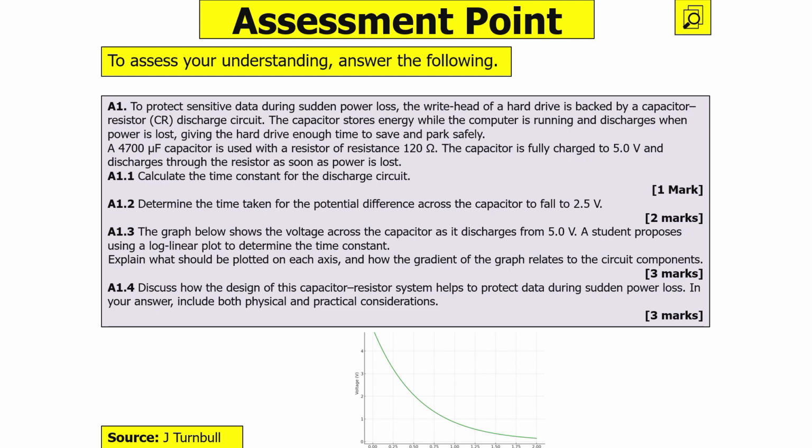The graph below shows the voltage across the capacitor as it discharges from 5 volts. A student proposes a log-linear plot to determine the time constant. Explain what should be plotted on each axis and how the gradient of the graph relates to the circuit components. Discuss how the design of this capacitor-resistor system helps to protect data during a sudden power loss. In your answer, include both physical and practical considerations. So, pause the video now, then unpause the video when you want to go through your answer.